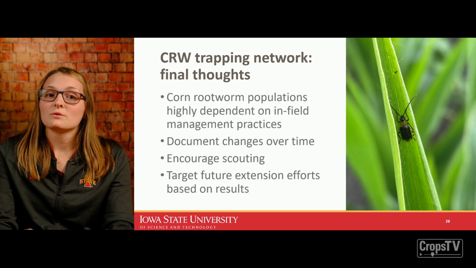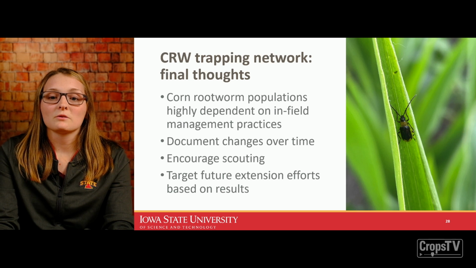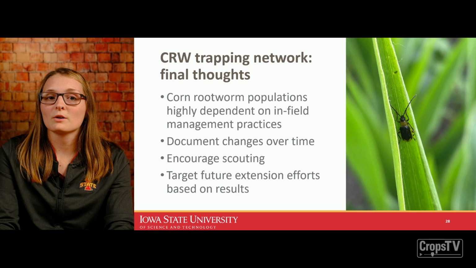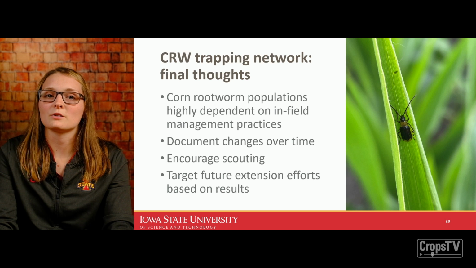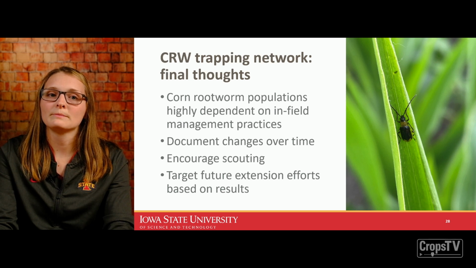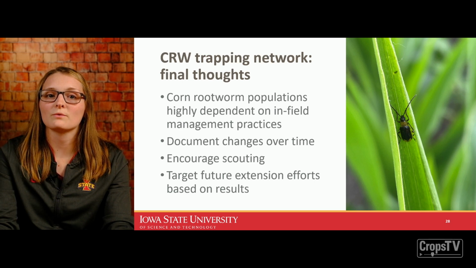We also want to use this network to encourage scouting, especially with something like yellow sticky cards, which is what was used in the rootworm trapping network, which is a relatively easy scouting method for farmers to use or their advisors to use to estimate populations and try to make management decisions with that information. And then finally, we would like to use the scouting information from this network to target future extension efforts based on these results.